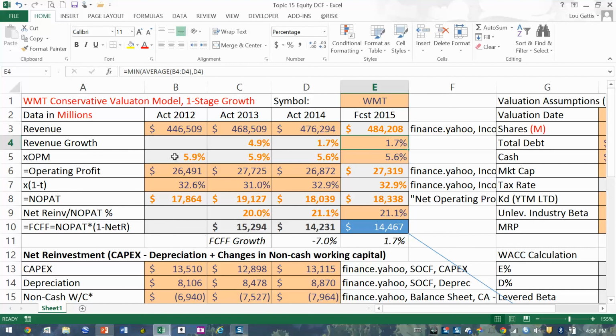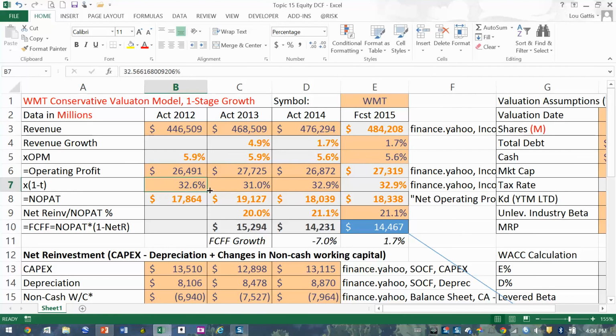Operating profit margin, Walmart has a pretty consistent operating profit margin, 5.9, 5.9, and 5.6. I calculated that by inputting the operating profits for the last 3 years. If I take the ratio of operating profits divided by sales, these are the historical operating profit margins. Again, I'm going to be conservative. I want to take the average of the last 3 years or last year, whatever is less. That way, if it's trending down, I'll capture that.